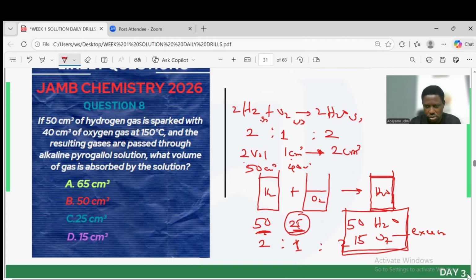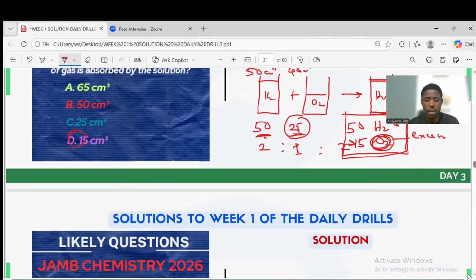So if you pass this through alkaline pyrogallol, it will just go for oxygen alone. Okay. So only this 15 will be absorbed by this solution. All right. I hope you know alkaline pyrogallol solution takes oxygen, it just has that affinity for oxygen. So only 15 will be absorbed by that solution, while we have 50 left.